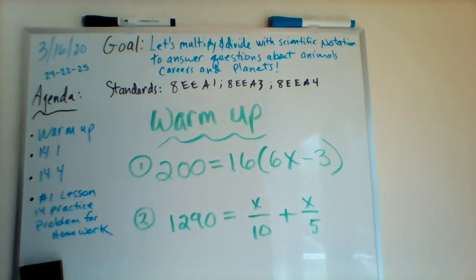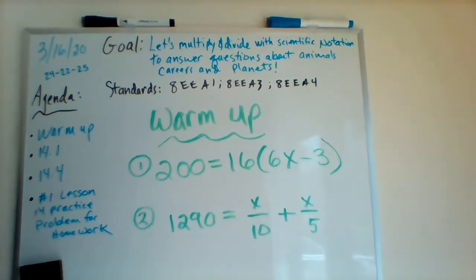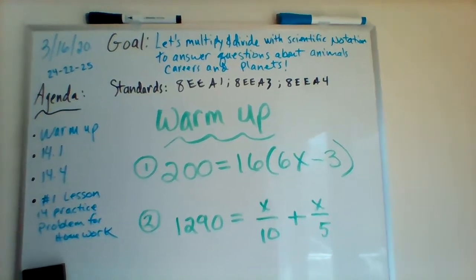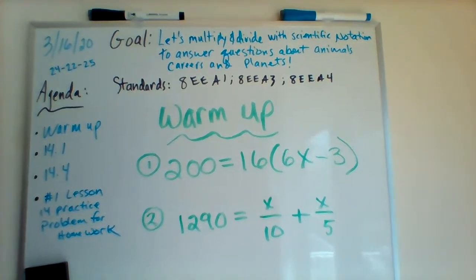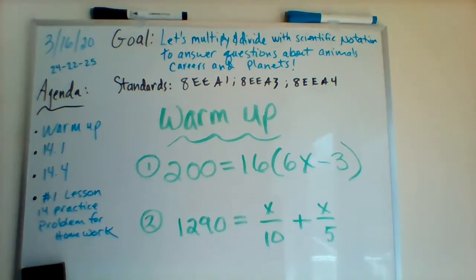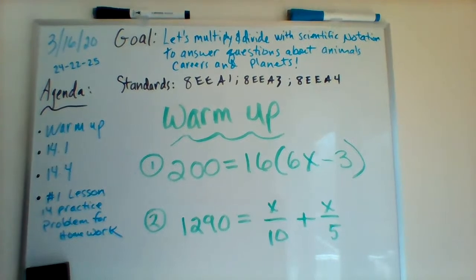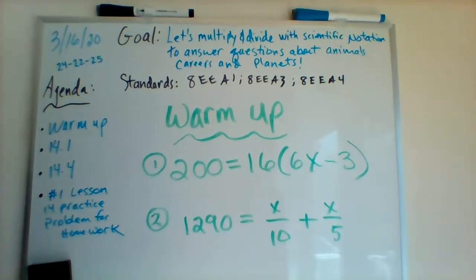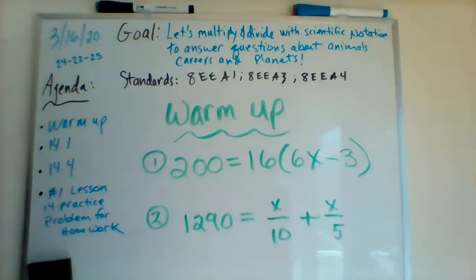But right now, once you join, I want you to take a look at the goal. We're multiplying and dividing with scientific notation to answer questions about animals, careers, and planets. The tasks that we focus on today are going to be about careers. You'll see that in activity 4 of lesson 14. We're still working on our EE standards, scientific notation.